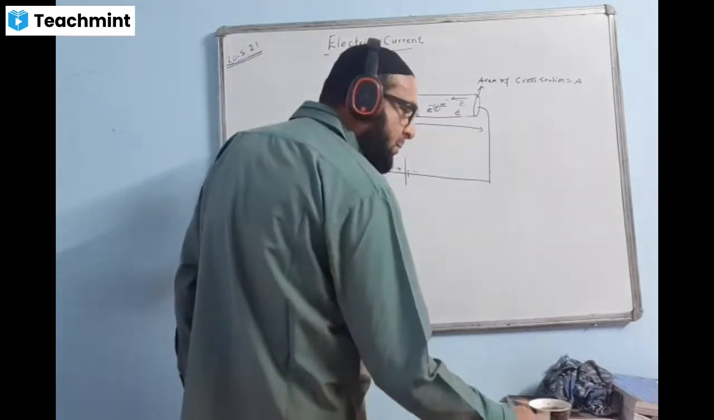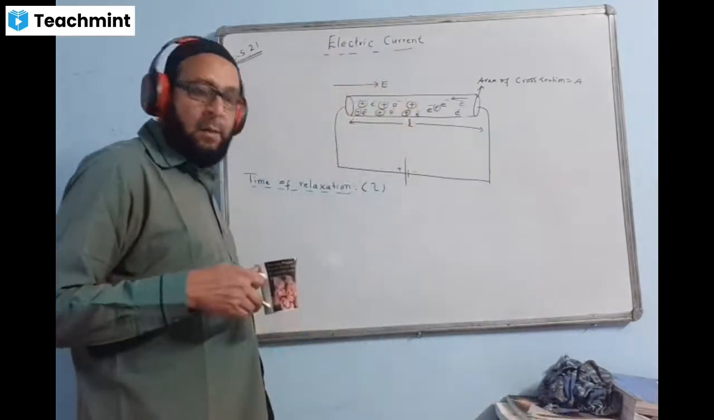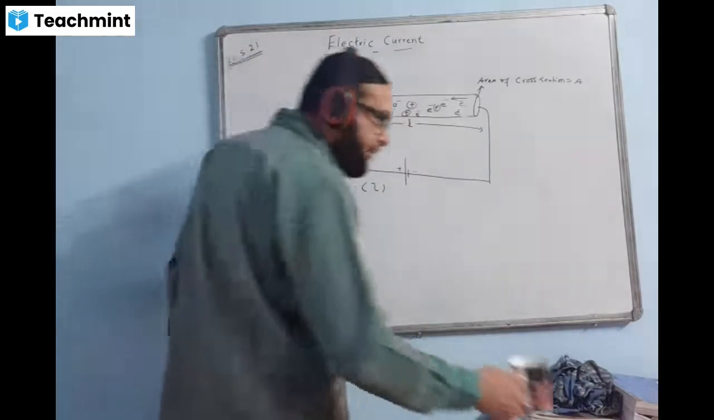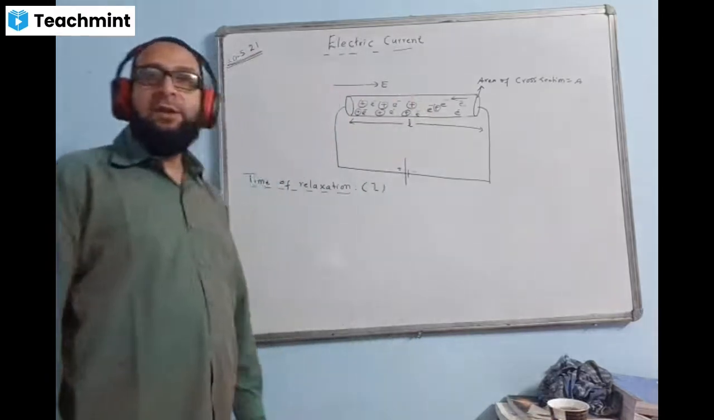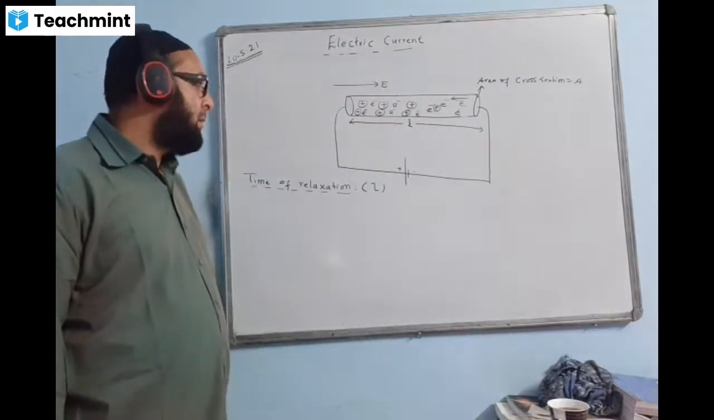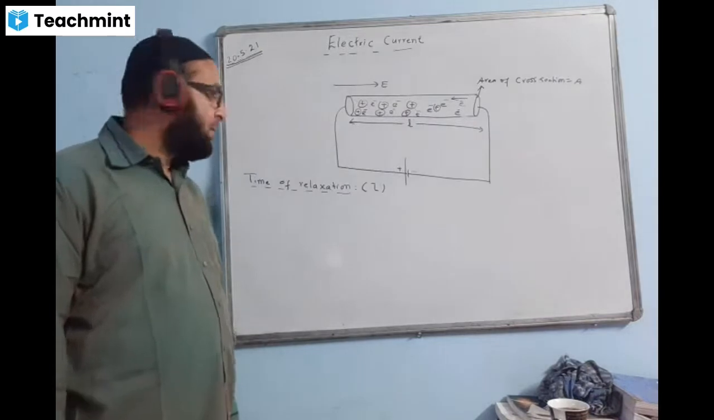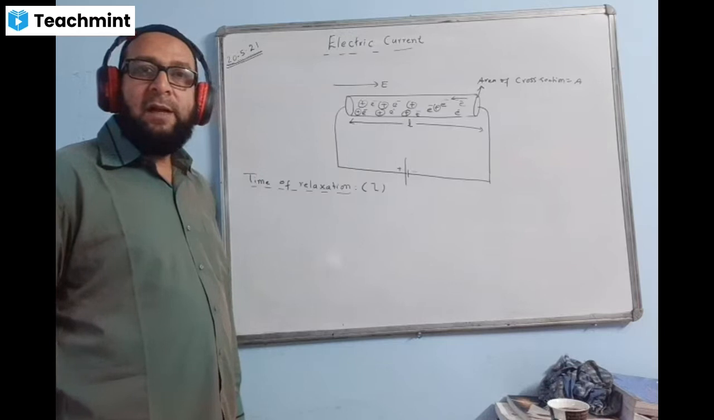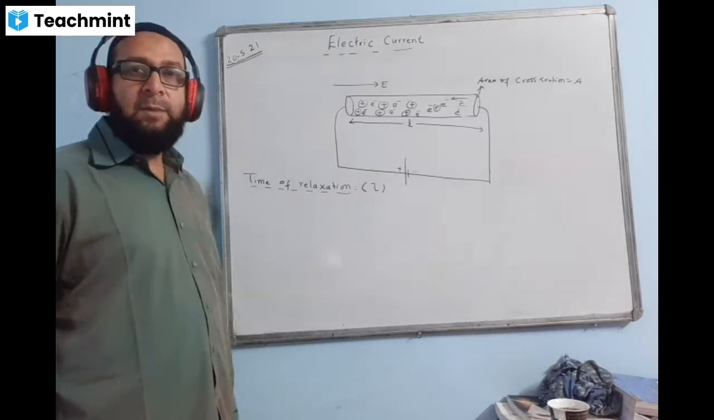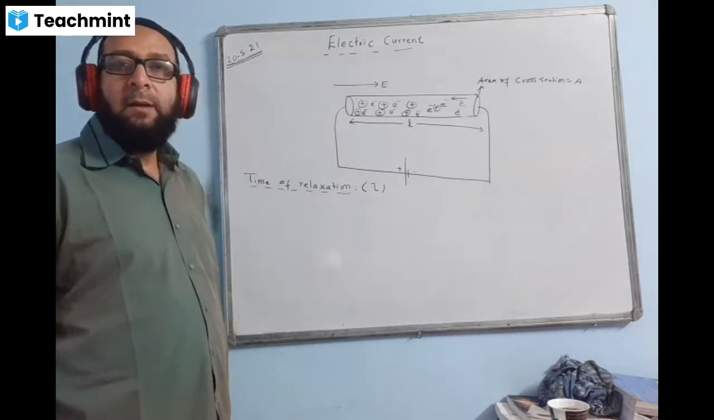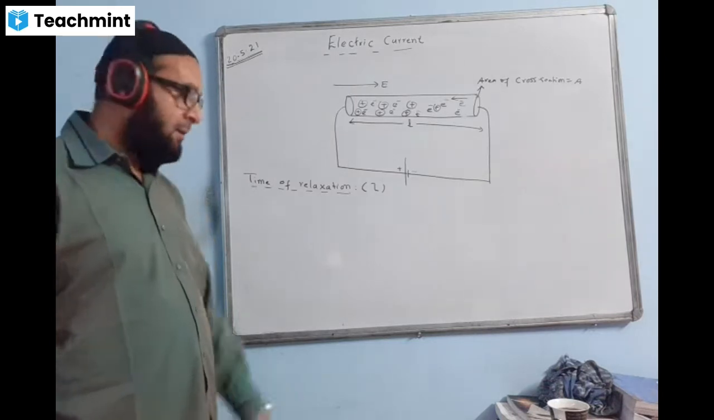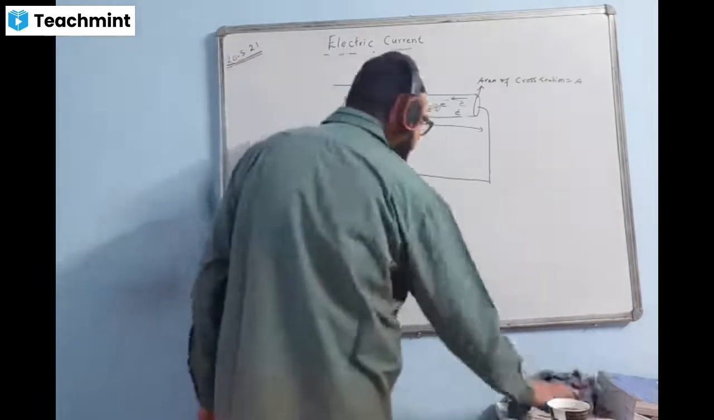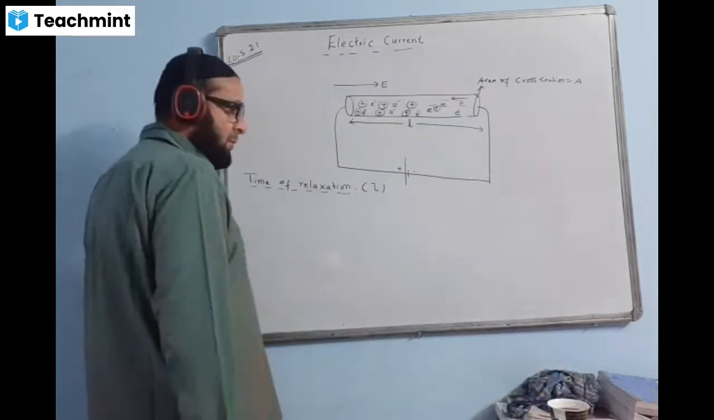Okay. Now just below this, you give the heading: Relationship between the drift velocity and the time of relaxation. Okay.